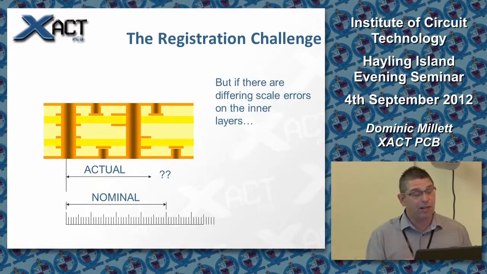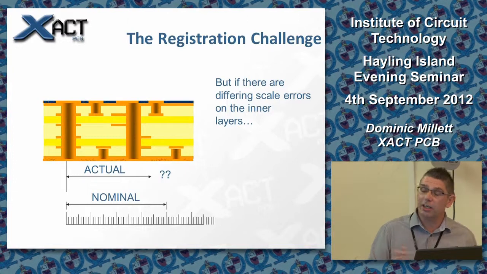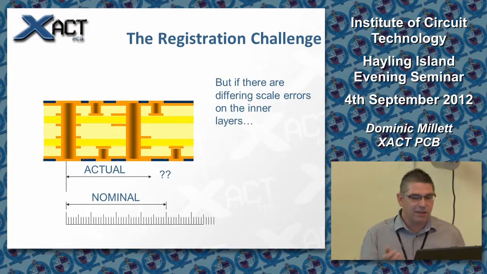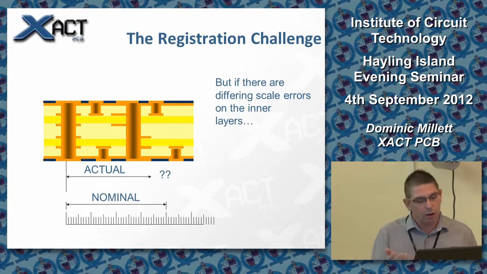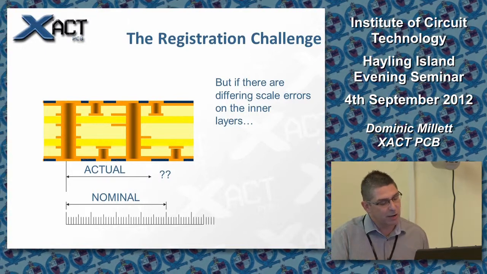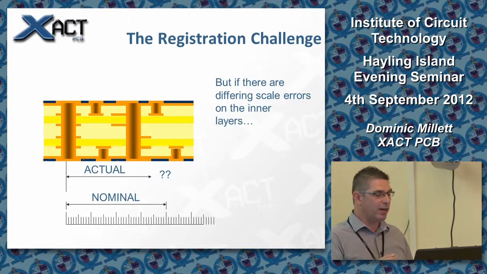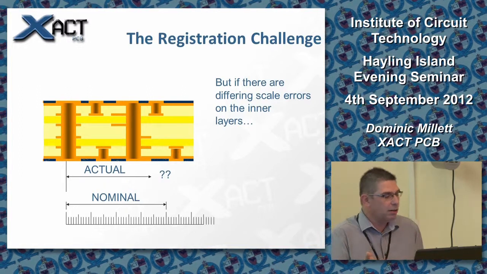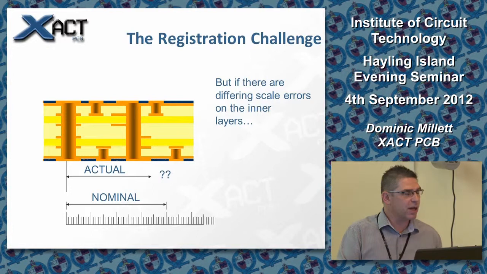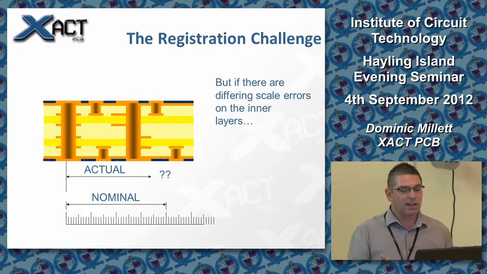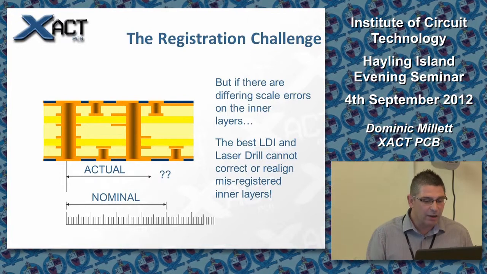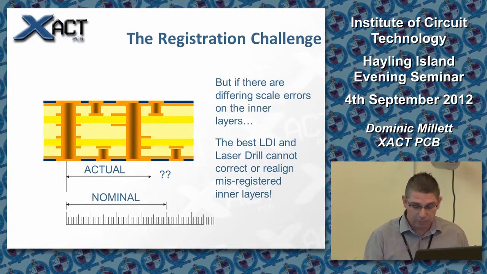What if you have differing scale levels, scale outs on inner layers? In the case of this construction, it's a 6-layer board, 2 cores, a different scale error on each core. Okay, you can scale the microvias on one side, hit the inner layer pads, scale the microvias on the other side, hit the inner layer pads, but then the through drill doesn't hit anything. Not only do you end up with a board that's the wrong size, you end up with a board that's potentially scrap. The best LDI and laser drill can't correct or realign the misregistered inner layers.